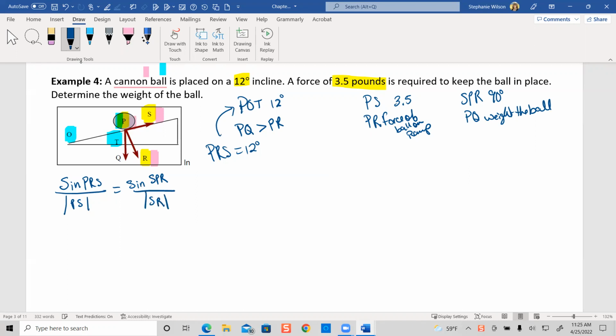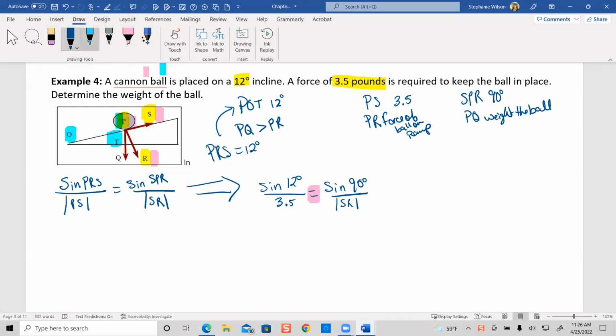Okay, so now let's plug in what we know. Sine of PRS is 12 degrees over PS, which is 3.5, and that's equal to the sine of SPR, which is 90 degrees. We don't know what SR is. So we're solving for SR, and if you notice SR is in the denominator. I have two ratios, two fractions, equal, with this equal sign separating them.